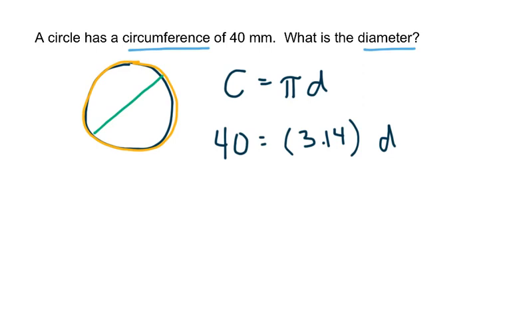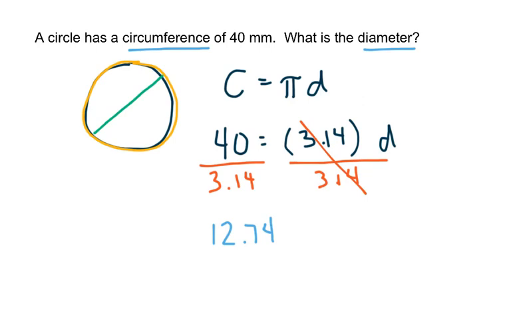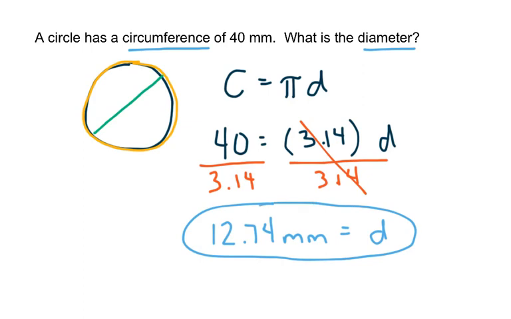Now I've got to do a little algebra to get that D by itself. I need to divide this side by 3.14 so that those cancel, leaving the D. And if I divide the right-hand side by 3.14, I need to divide the left-hand side by 3.14. And when I do that, I get that 12.74 millimeters is equal to my diameter.